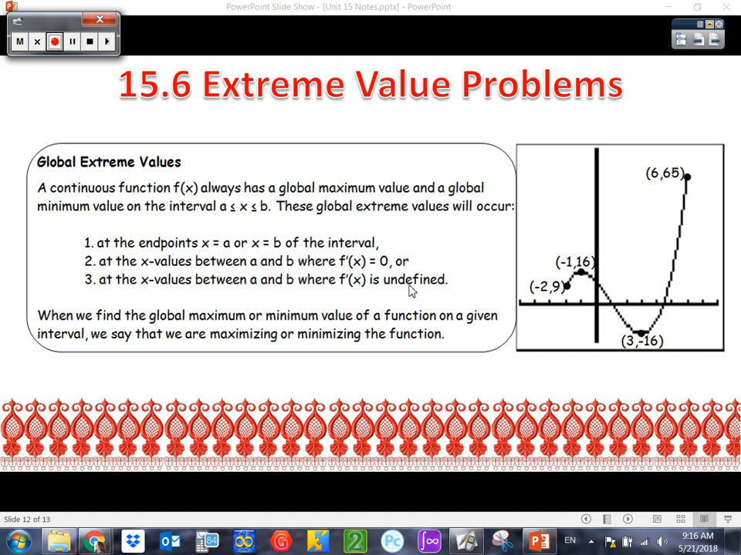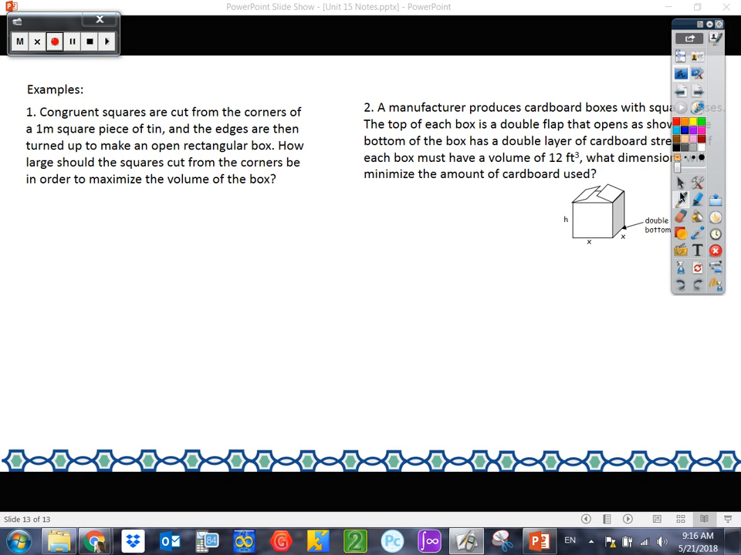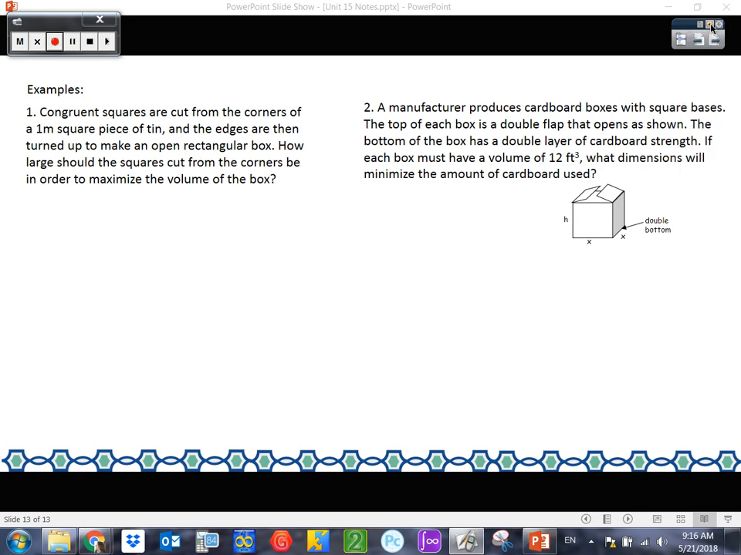Alright, so we have just a couple of examples to work. And of course they're word problems. So let's look at the first one. Congruent squares are cut from the corners of a 1 meter square piece of tin, and the edges are then turned up to make an open rectangular box. How large should the squares cut from the corners be in order to maximize the volume of the box? Okay, so I have to draw a picture.